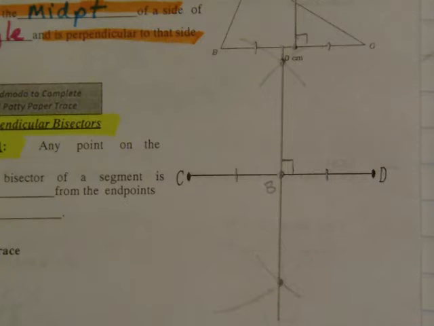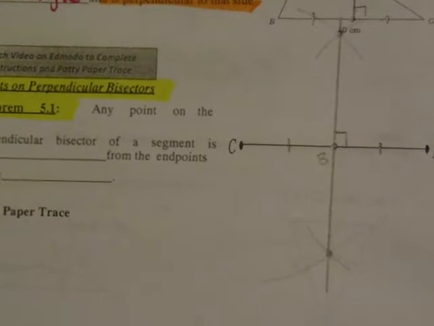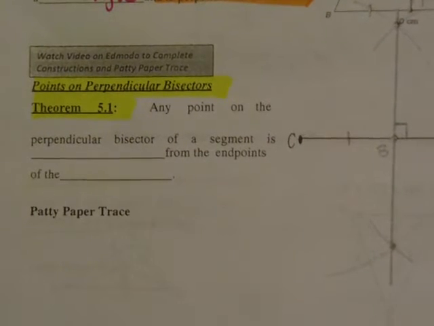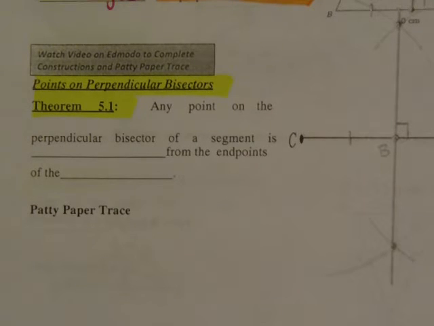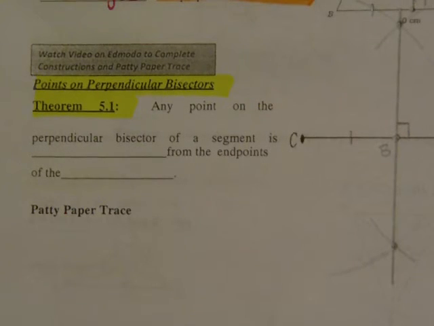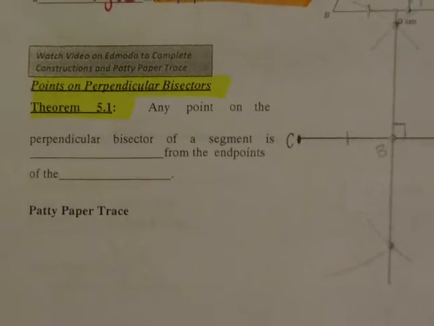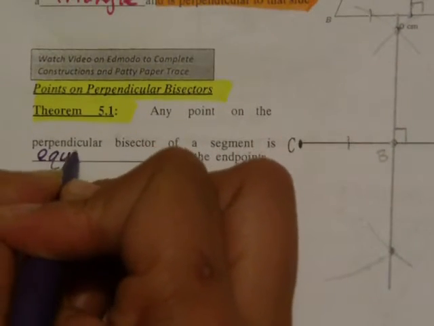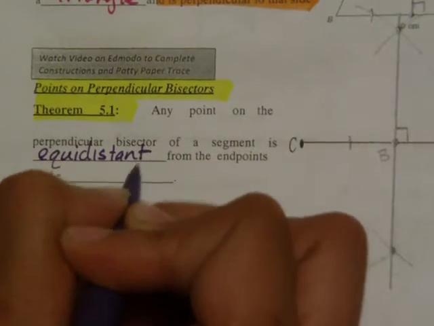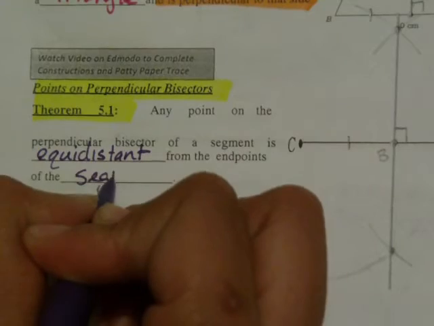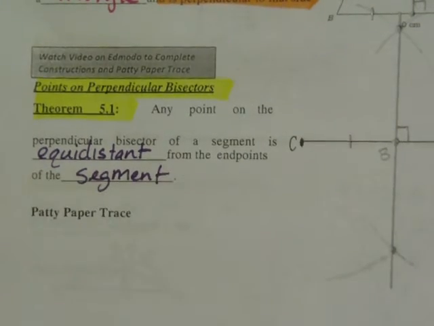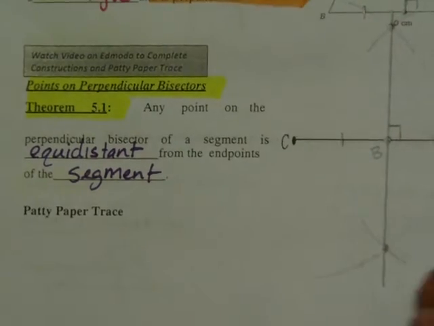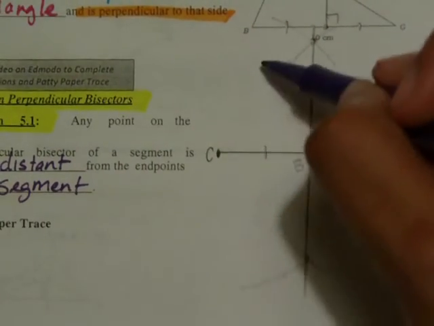Now, there's a special property or theorem that goes with a perpendicular bisector. Our theorem over here: points on a perpendicular bisector. Any point on a perpendicular bisector of a segment is, in this word we use, equidistant, equal distance from the endpoints of the segment. Our endpoints of our segment are C and D. Go back to where we are. Any point on our bisector.